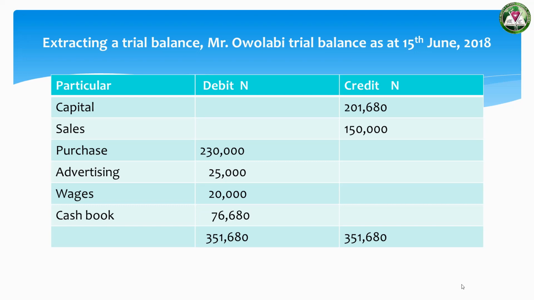We are going to add up all the figures on the debit side. And the figures are 230,000. Be adding now. Don't waste time. 230,000. Then 25,000. Arrange it very well so that you get it easily. Then the next one is 20,000 naira. Then the cash book balance, which is 76,680. Total the four of them: 230,000, 25,000 naira, 20,000 and 76,680.